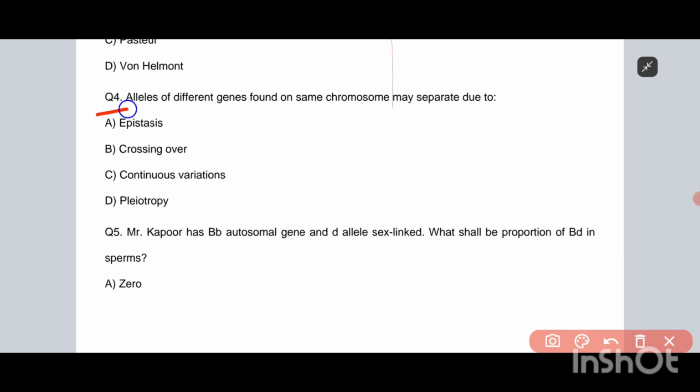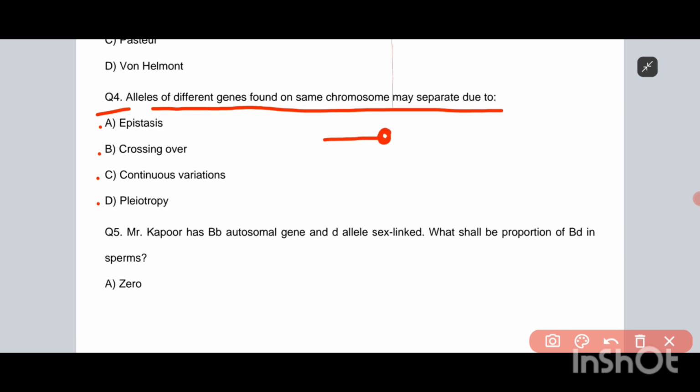Question number 4: alleles of different genes found on the same chromosome may separate due to which of the following? Option A, epistasis; option B, crossing over; option C, continuous variations; option D, pleiotropy. So, gene separation on the same chromosome.